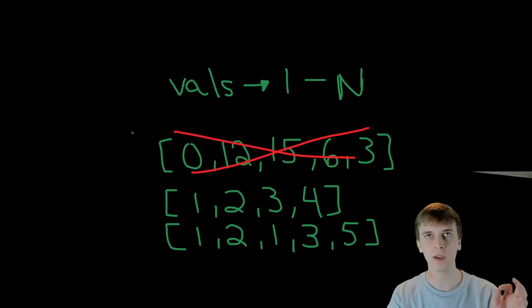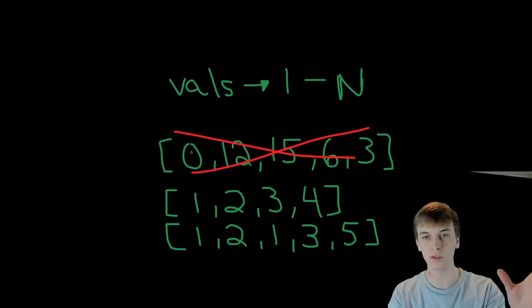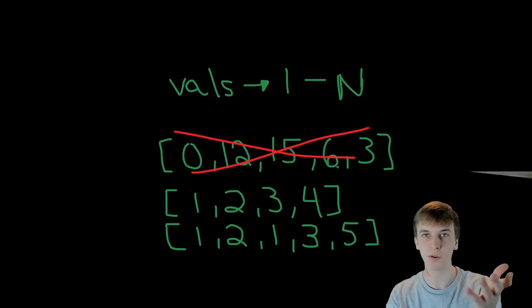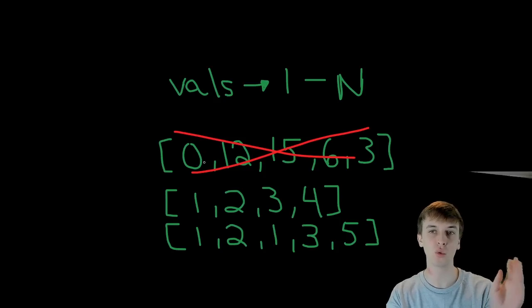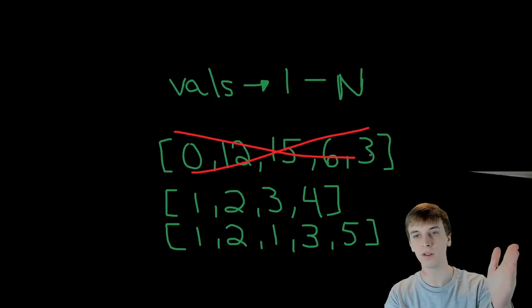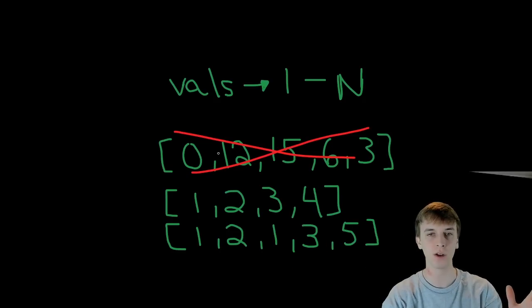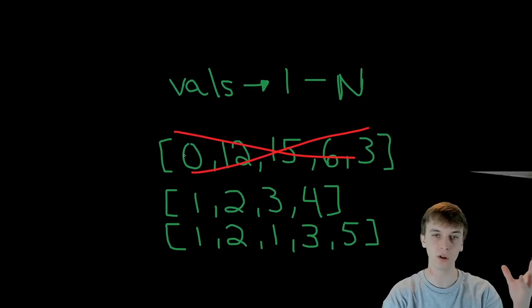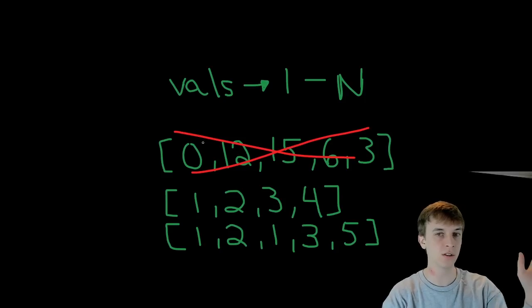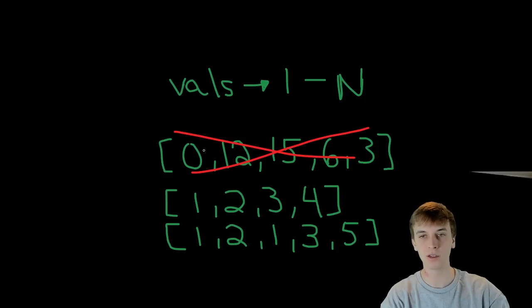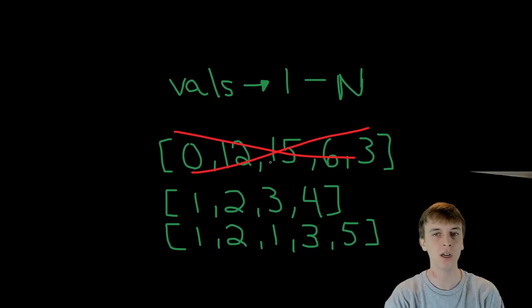But the constraint is that the values in that array, the numbers in the array, have to be between 1 and the length of the array. So the numbers in the array can only be between 1 and the length of the array. So nothing less than 1. 0 is less than 1, so that cannot be part of the array, so this is invalid. That's why there's an X over it. And anything greater than the length of the array is wrong too, so that can't be in there either.